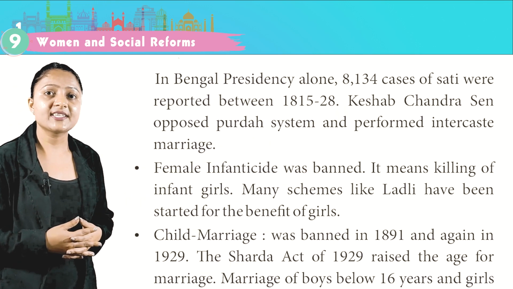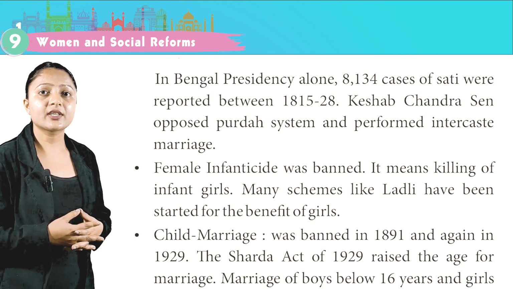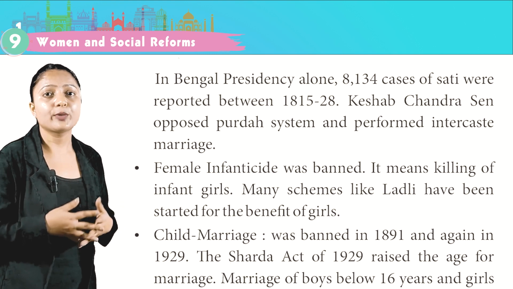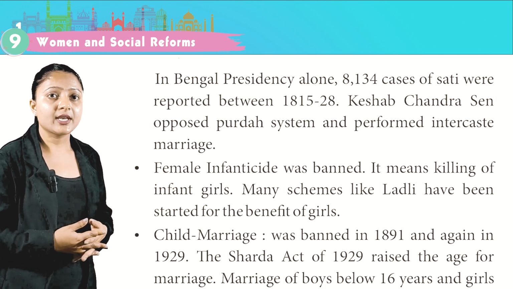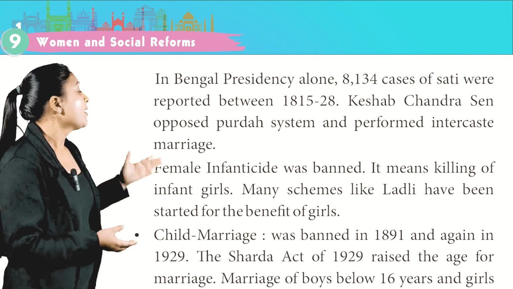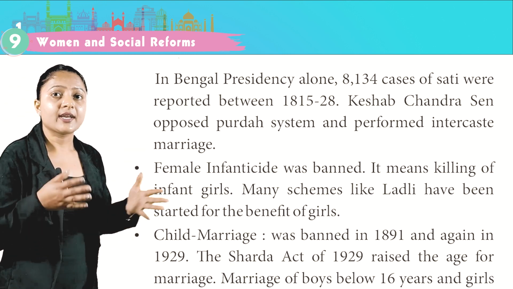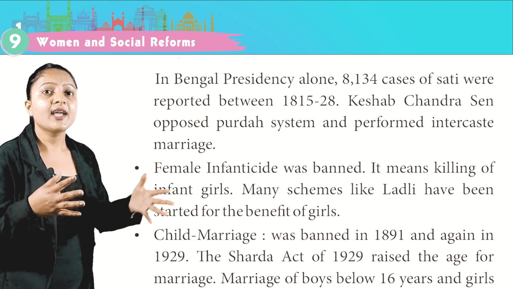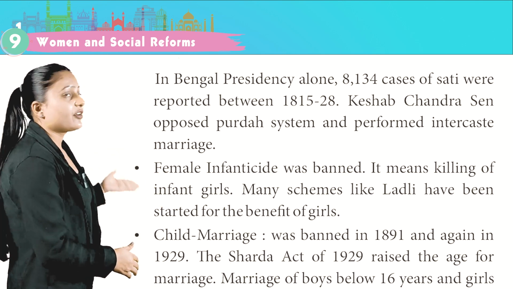In Bengal Presidency alone, 8,134 cases of sati were reported between 1815 to 1828. Keshav Chandra Sen opposed the Parda system and performed intercaste marriage. Female infanticide was banned. It means killing of infant girls. Many schemes like Ladli have been started for the benefit of girls.